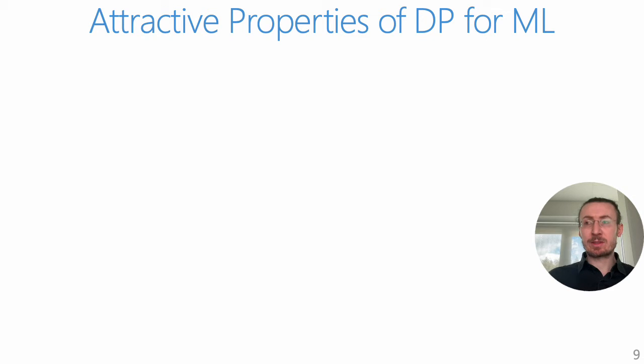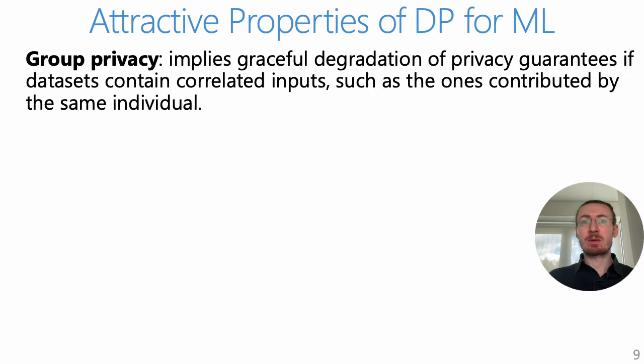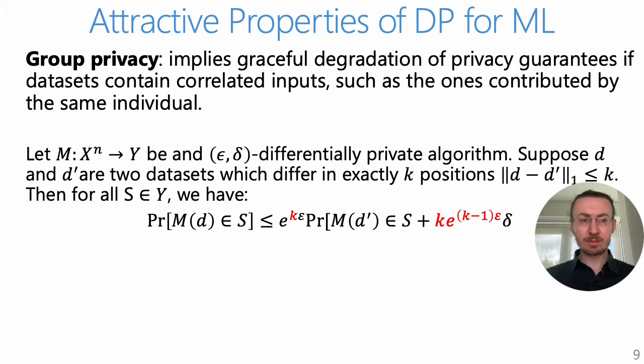What are other properties that are useful when training ML models? One of them, for example, is group privacy, which implies that we have this graceful degradation of privacy guarantees if data sets contain correlated inputs, such as the ones contributed by the same individual. So it might happen that we don't have this perfect data set, so some of these data points correlate, or maybe we have repetitions of data for a single user, and then despite that problem, DP still is able to gracefully degrade the privacy guarantees.